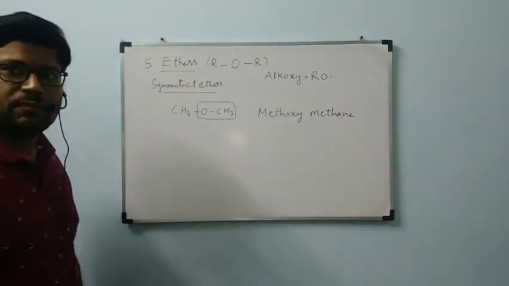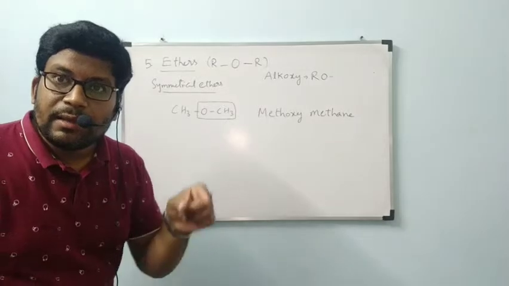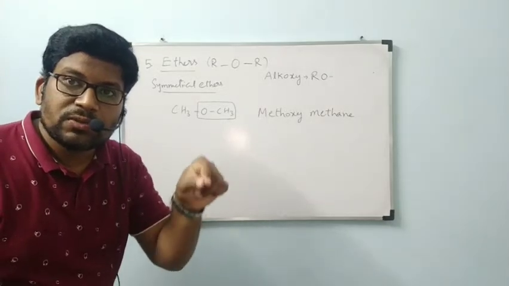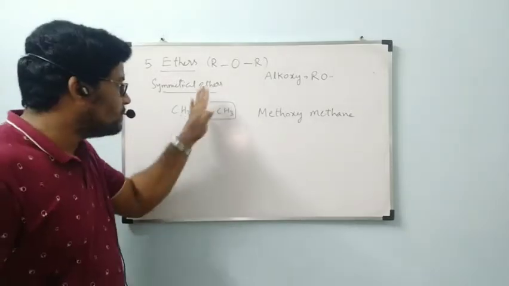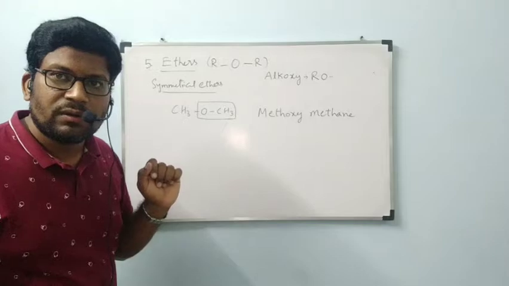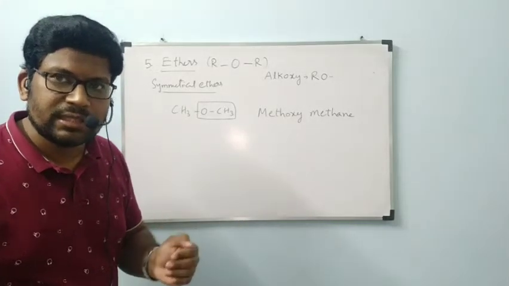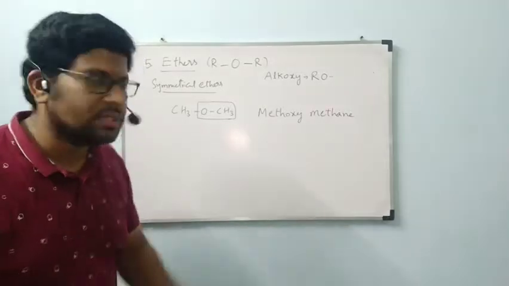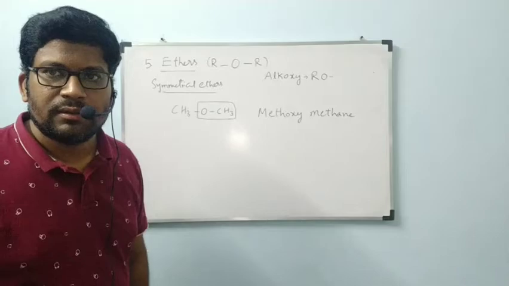Now the name of this compound is methoxymethane. It is like a methoxy group substituted in methane. Methane is CH4, and in that, instead of one hydrogen, we have a methoxy group. Like that, we have to give the names of ethers. So the name of this compound is methoxymethane.